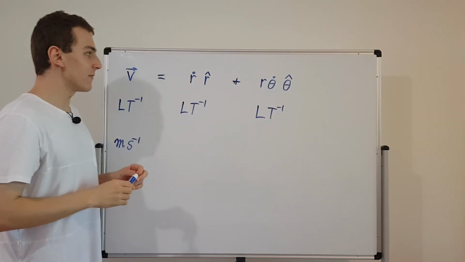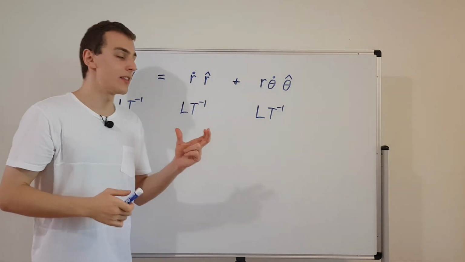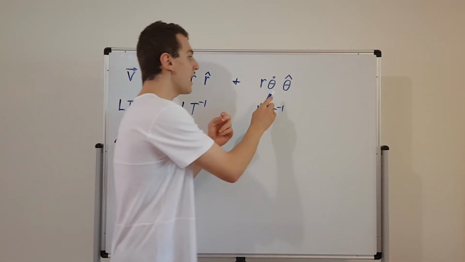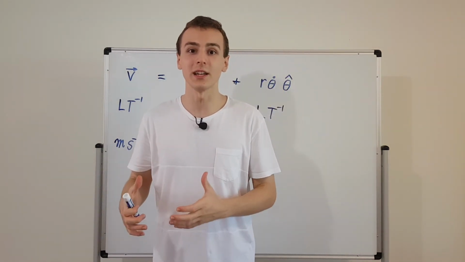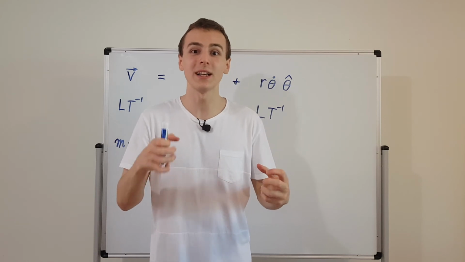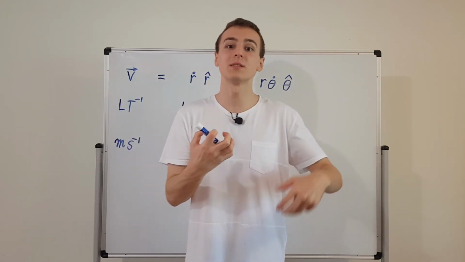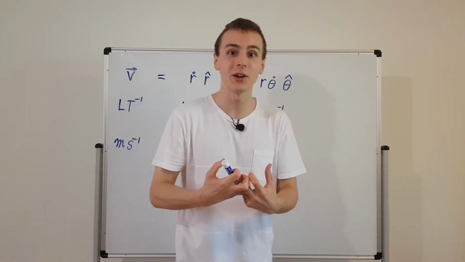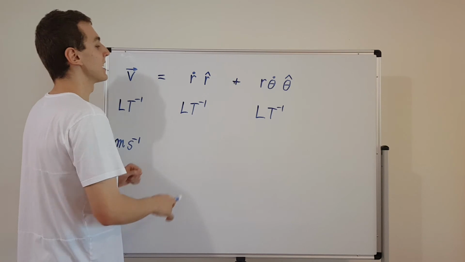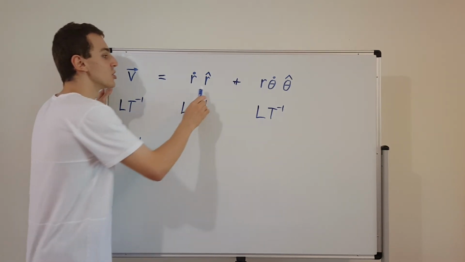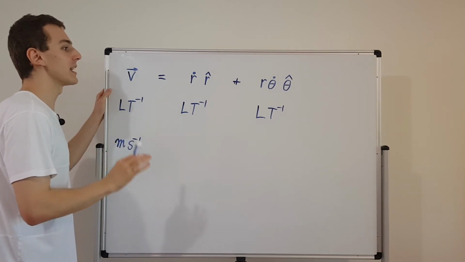So you can see that if you have just a time derivative of a length, then you're going to get velocity. But if you have just a time derivative of an angle, you don't have the units of velocity. So you have to scale that by something that has units of length. So you need something with units of length and something with units per time to multiply together, and that's going to give you velocity. So this is the velocity vector written in 2D polar coordinates, and we've checked that all of the units make sense.